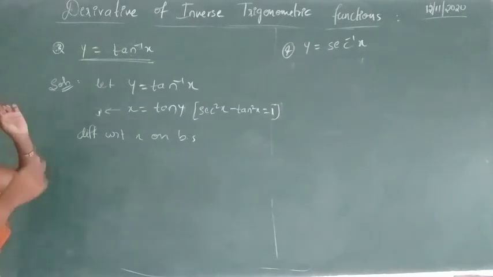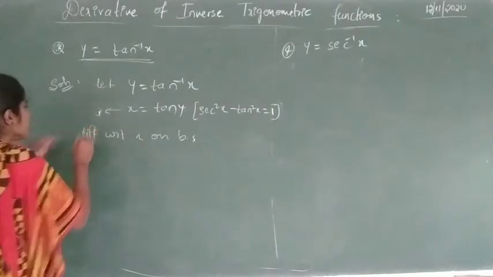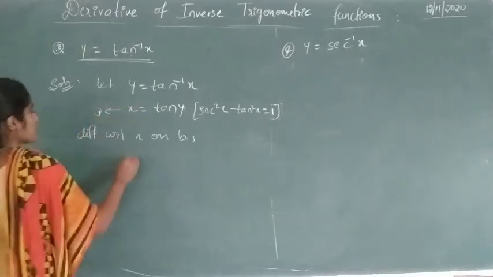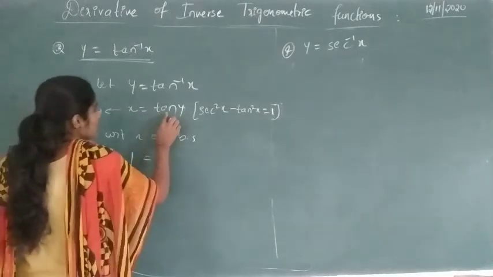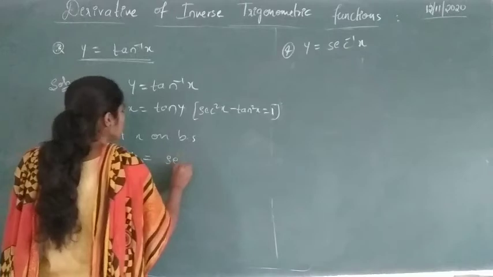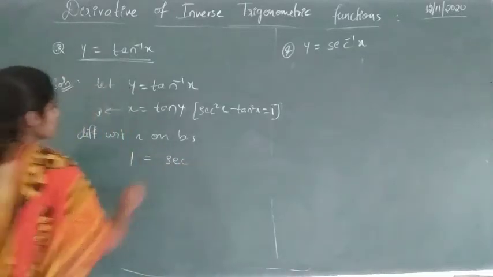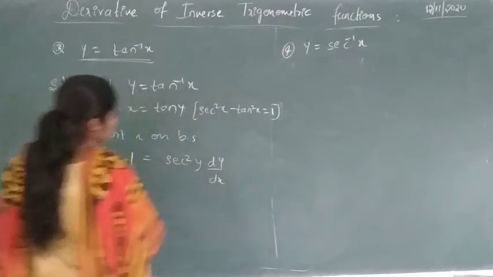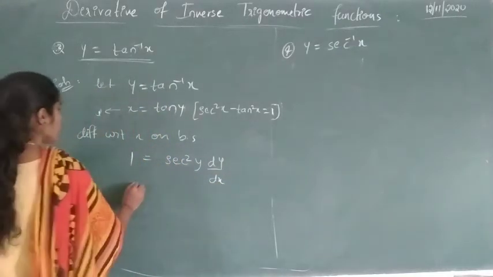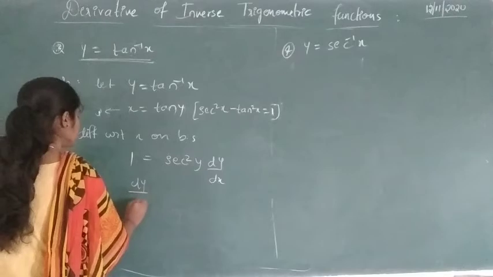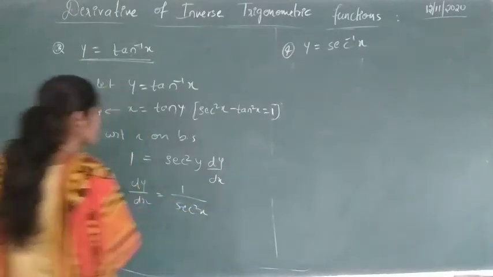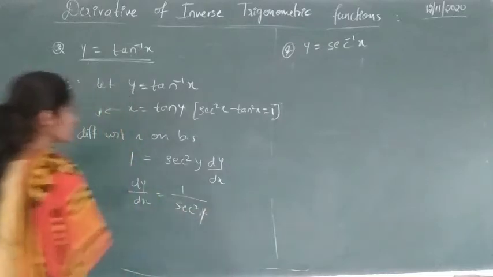I will solve the problems. The problems are very important, so concentrate on problems. If I differentiate this function with respect to x on both sides, derivative of x is equal to 1. Derivative of tan y is secant square y into dy by dx. So now dy by dx becomes 1 divided by secant square y. Okay, not x, secant square y.